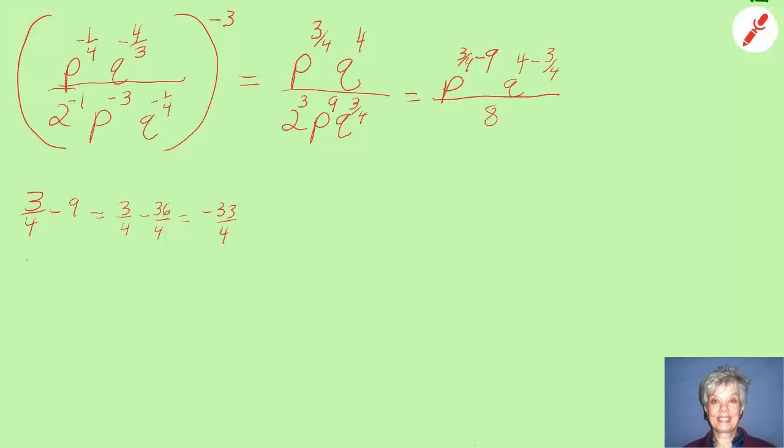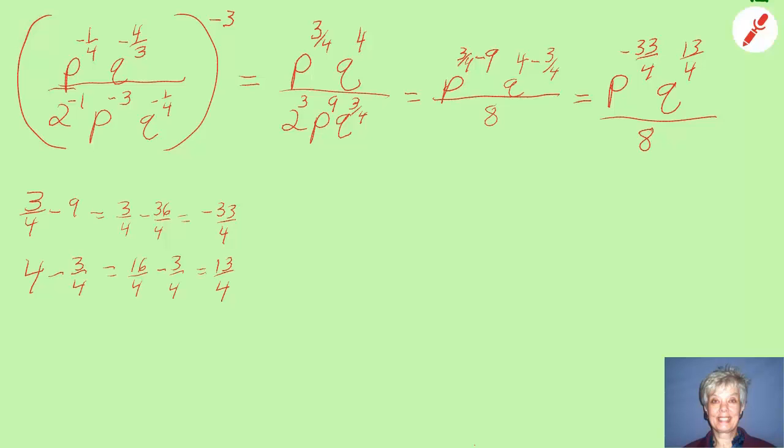And I'm going to calculate what 4 minus 3/4 is. That will be 16/4 minus 3/4, and that will be 13/4. Okay, so my fraction so far is P to the negative 33/4 times Q to the 13/4, that's in the numerator, all over 8.